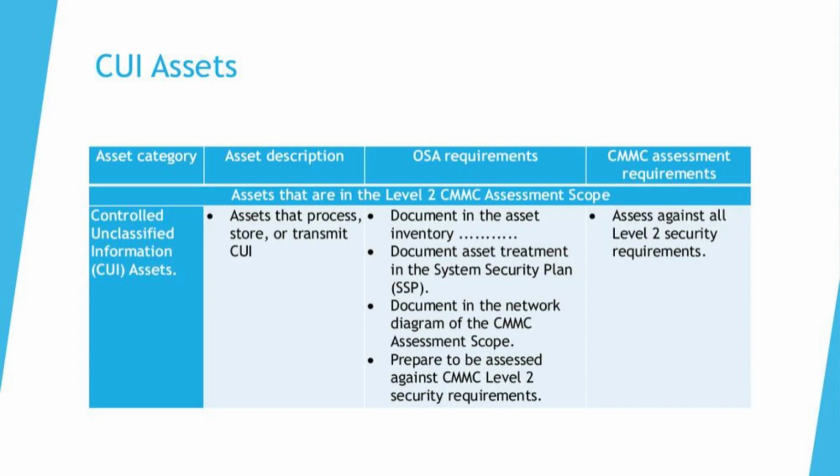So no wiggle room on the assessment side for these. Full check. Correct. Assessors hit CUI assets with all 110 Level 2 security requirements. Access control, auditing, configuration management, incident response, physical security, it's applicable. The whole deal. This is the core of CMMC.